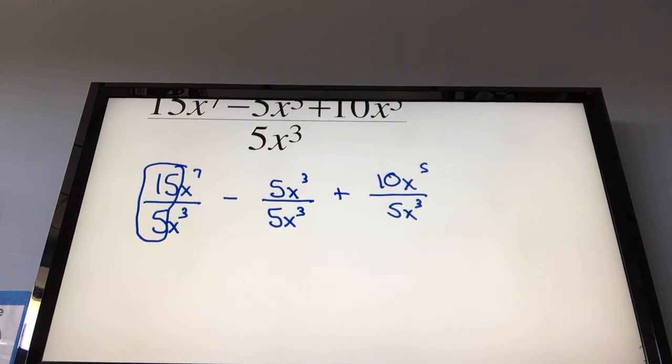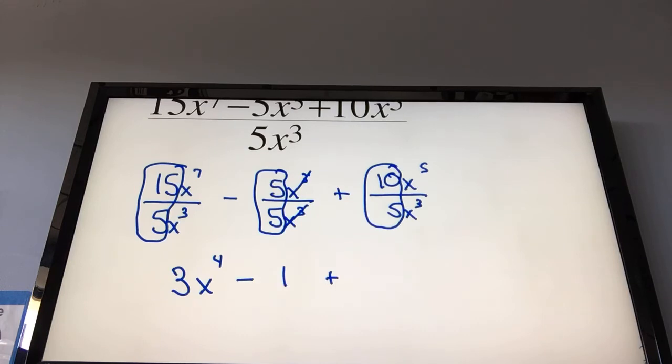Okay? All right, 15 divided by 5 is 3. x to the 7th over x to the 3rd. I'm going to take 7 minus 3 is 4. Minus 5 over 5 is 1. x to the 3rds would cancel each other out because they're exactly the same thing. Plus 10 divided by 5 is 2. 5 minus 3 leaves me x to the 2nd in the numerator.